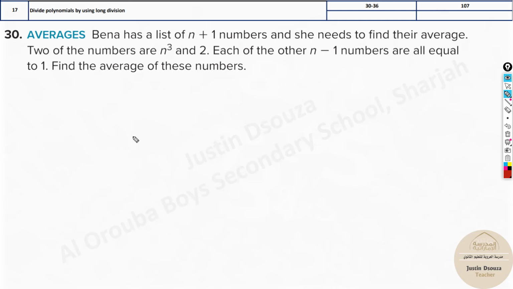So she has n plus 1 numbers. We don't know what that is, but these two are the numbers in that. Each of the other n minus 1 numbers is equal to 1. So one number is given, another number is given, and the rest are so many numbers. Imagine n is 6, so there are 6 plus 1, how many? 7 total numbers. They have told us 2 numbers, and n minus 1 is 6 minus 1, the remaining 5 numbers are all equal to 1. They're 1, 1, 1, 1.